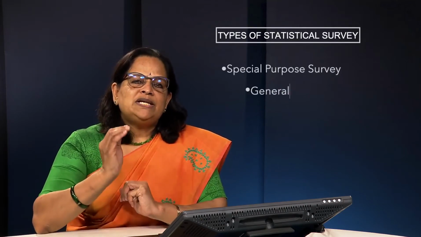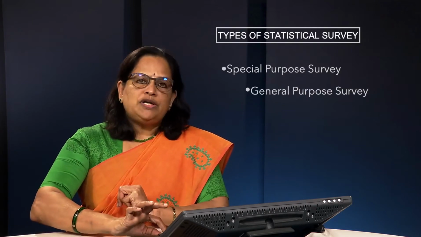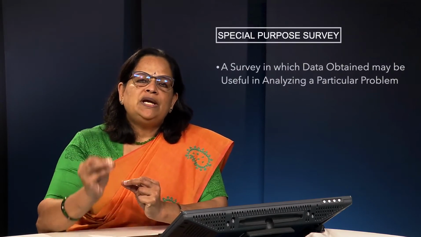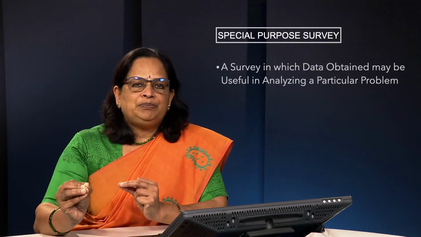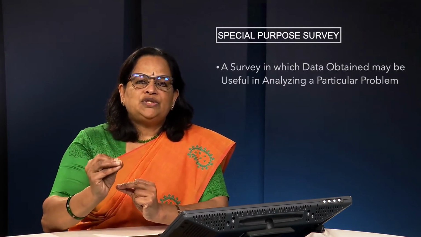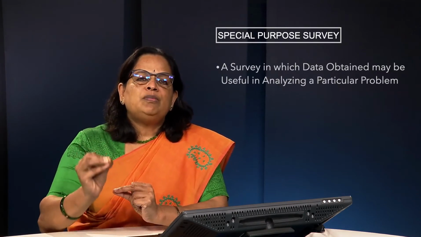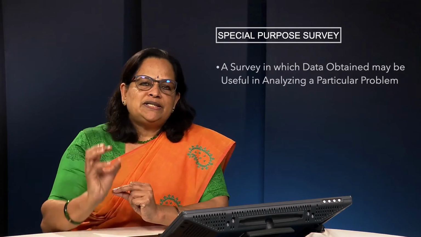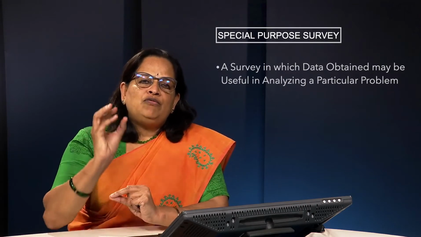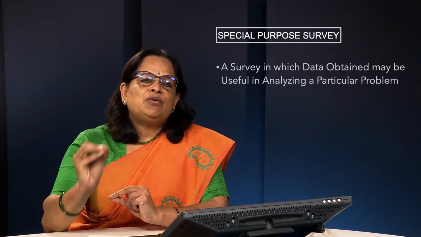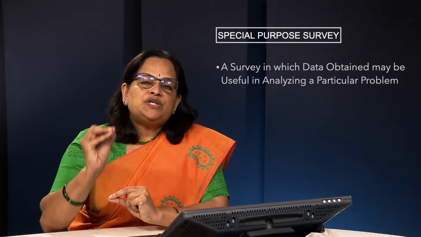Now, there are two types of statistical survey. One is the special purpose survey and the second one is the general purpose survey. So what is a special purpose survey? A special purpose survey means a survey in which the data obtained may be useful in analyzing a particular problem. See, for example, if you see the papers today, farmers are advised by the Karnataka government to do dairy farming for better income. So if we conduct a statistical survey, this will be helpful only to make policy decisions about farmers. That is why it's called a special purpose survey.